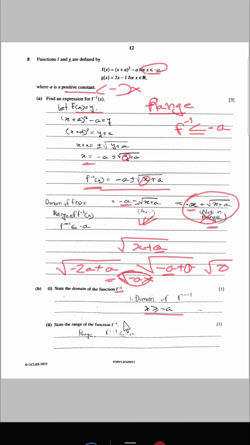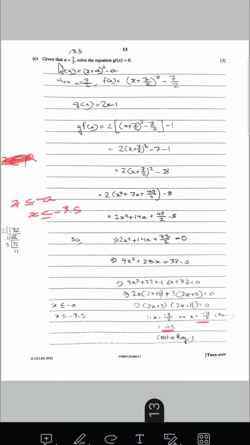Then the range of f inverse would be the domain of f. So the domain of f is x is less than or equal to a. So the range of f inverse is less than or equal to a. Given that a is equal to 7 by 2, solve the equation gf of x is equal to 0.